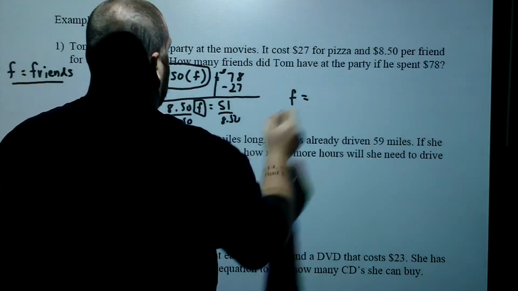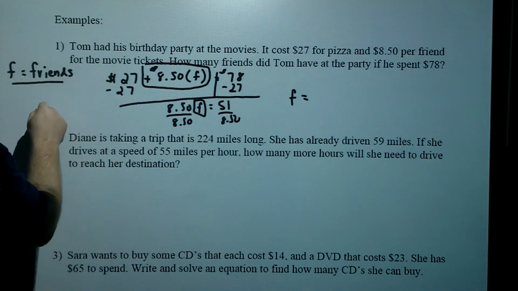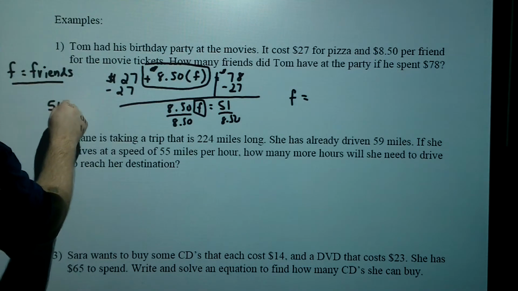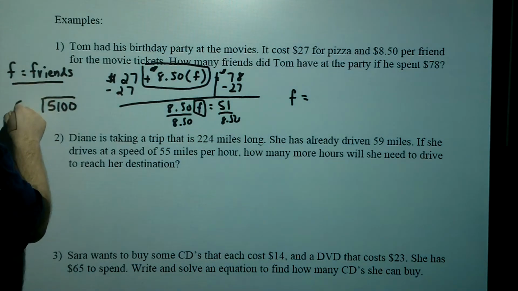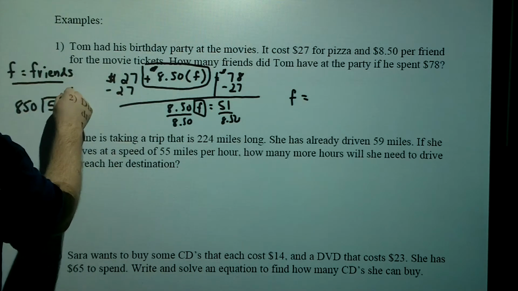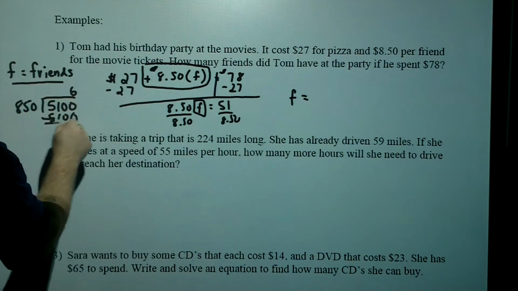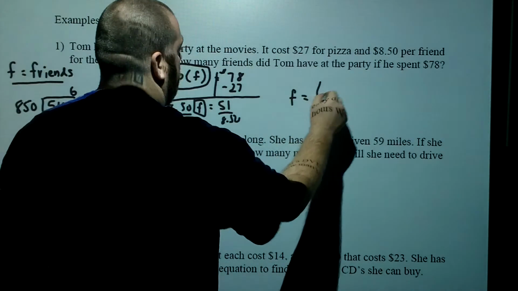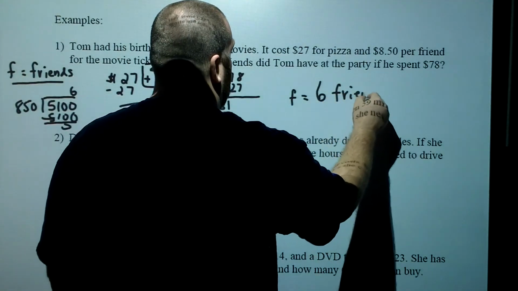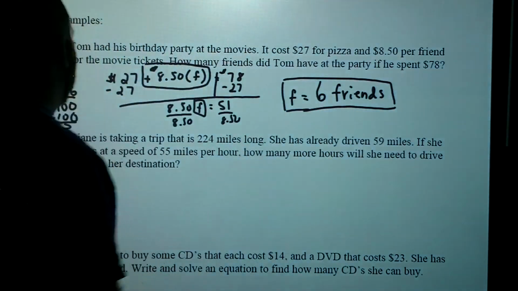So F, 51 divided by 8.50. I'm going to do that over here. 51, move the decimal over 2 places. Divide by 850. Again, you'll have your calculator to do this. Let's see here. 6, 0, 0, add the 3, that's 51, so that works out to be even. So 6 friends is the number of people that he had at his party.